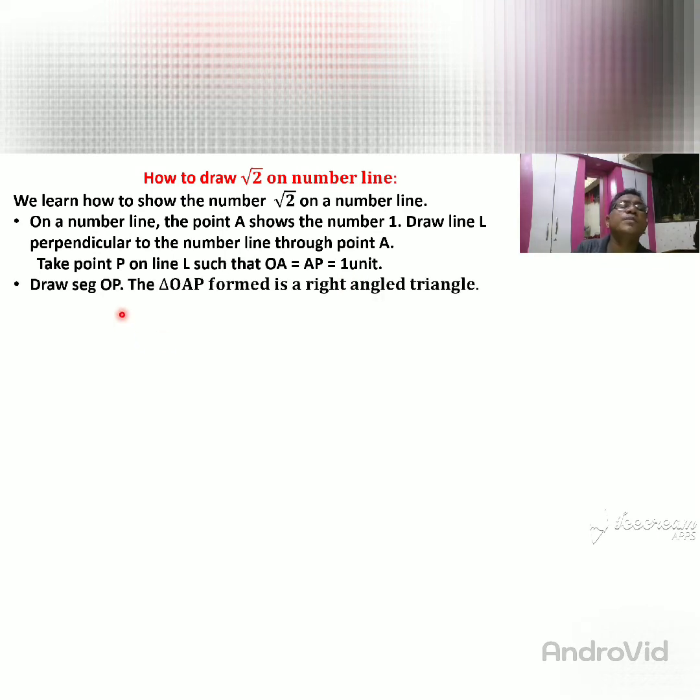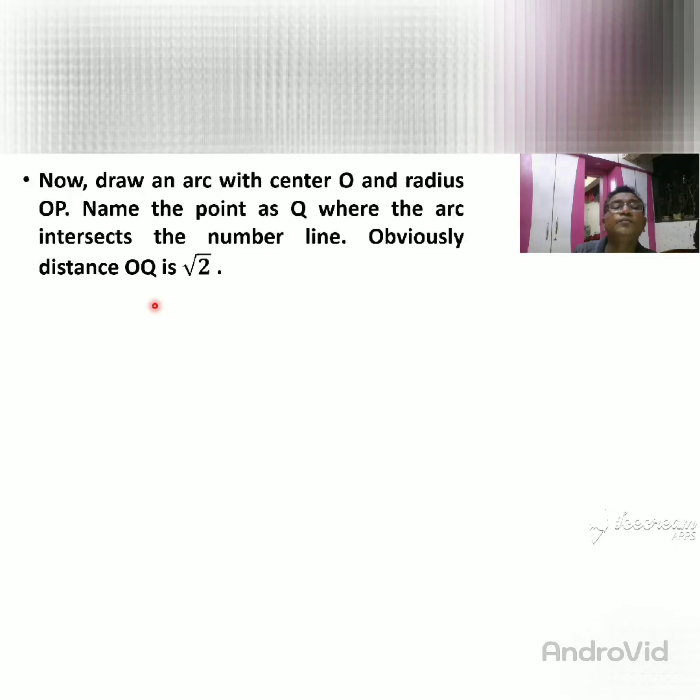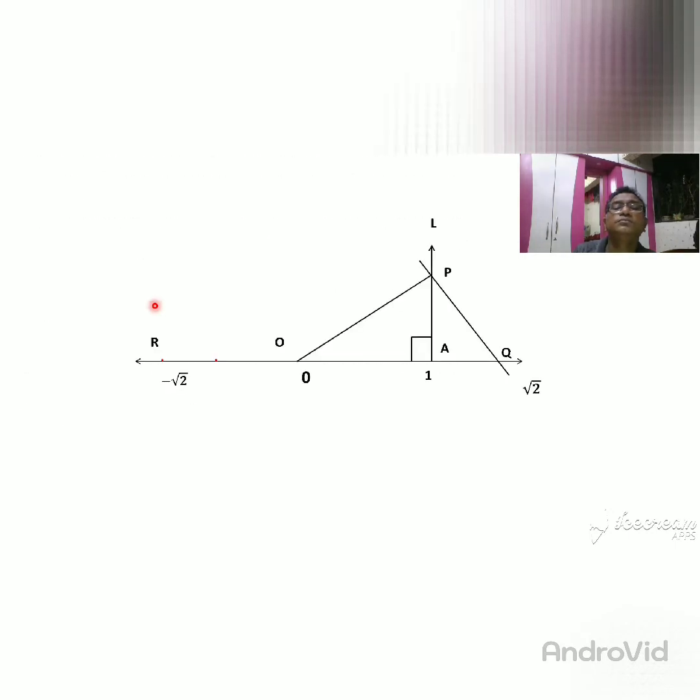What is the next step? Draw the segment OP. OAP forms a right angle triangle. First, see how you can draw the lines. They have said this is OA. See, this point is the O point. This point is the A point.